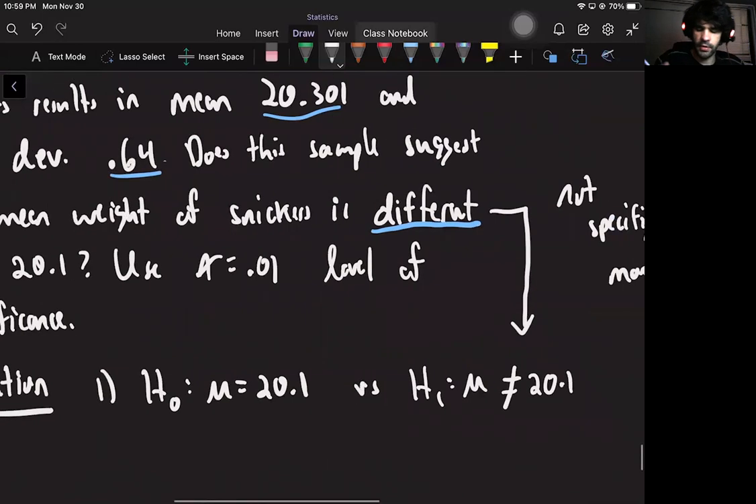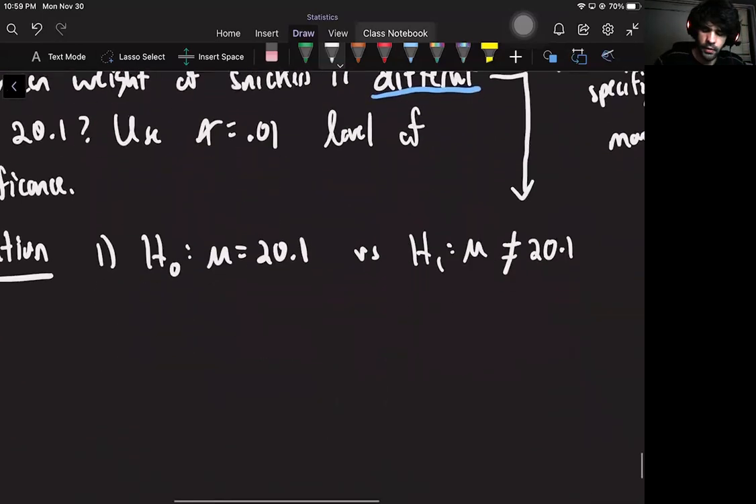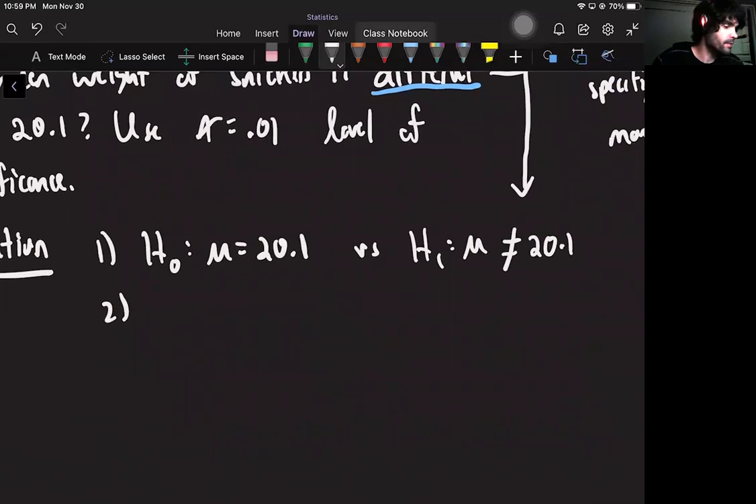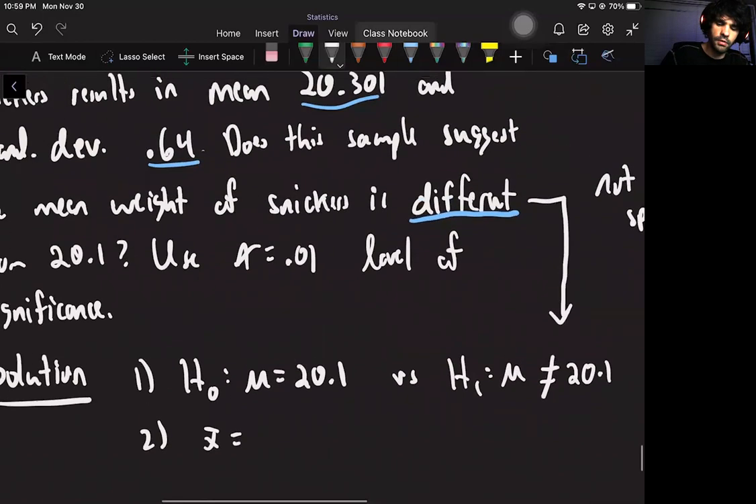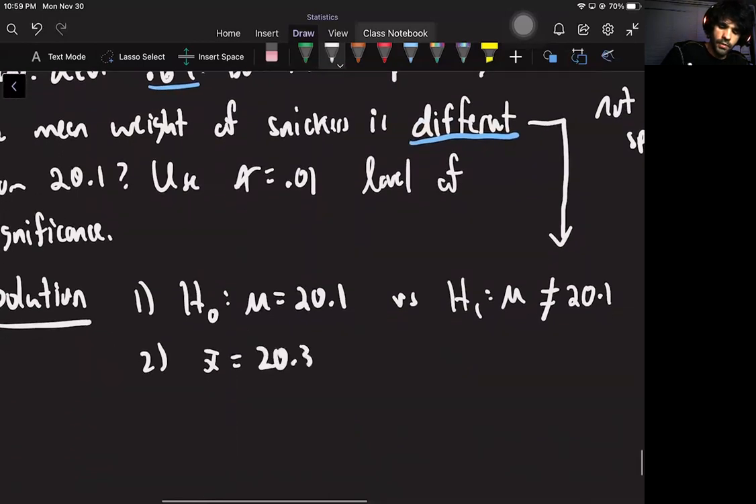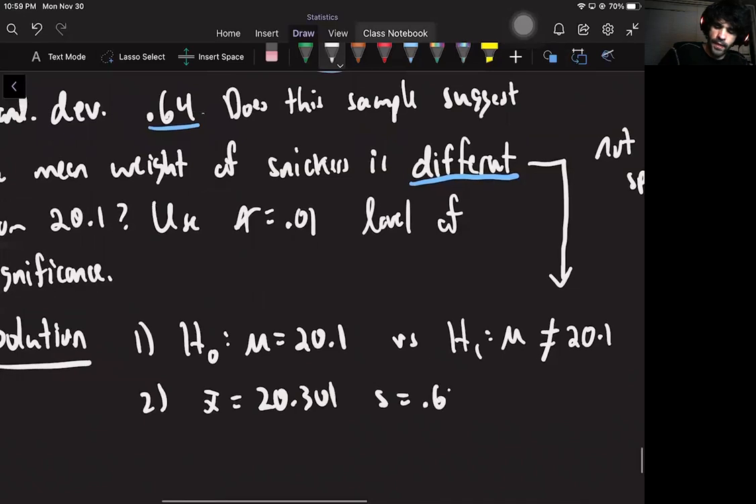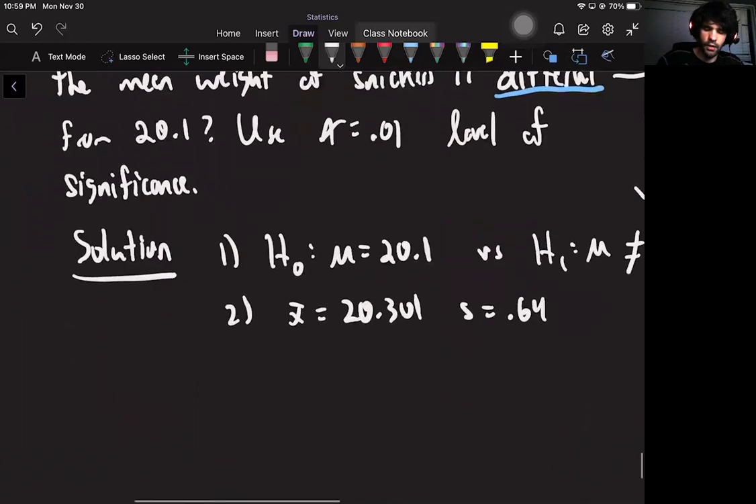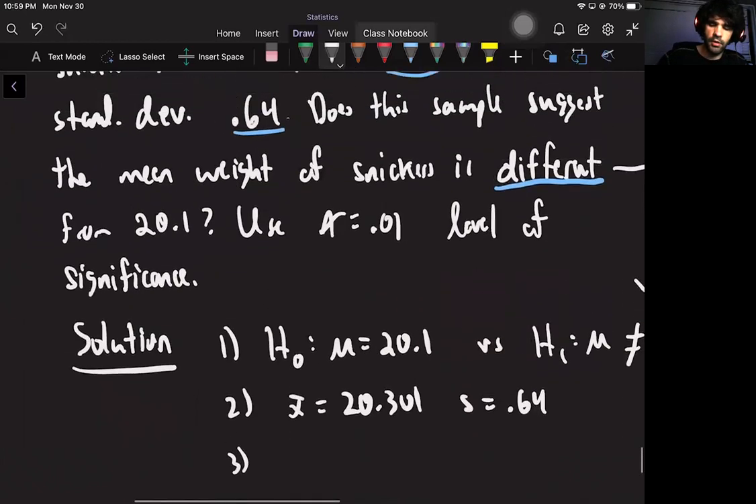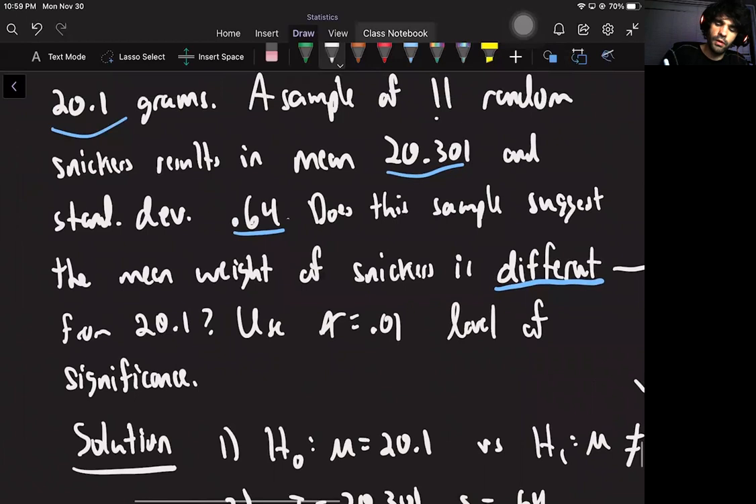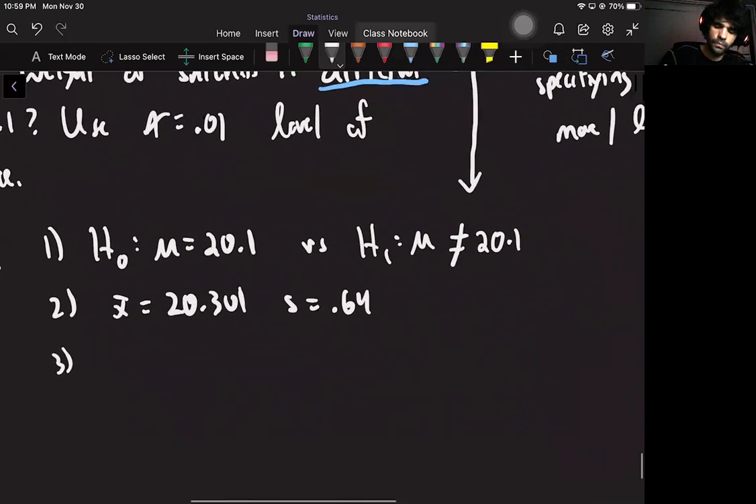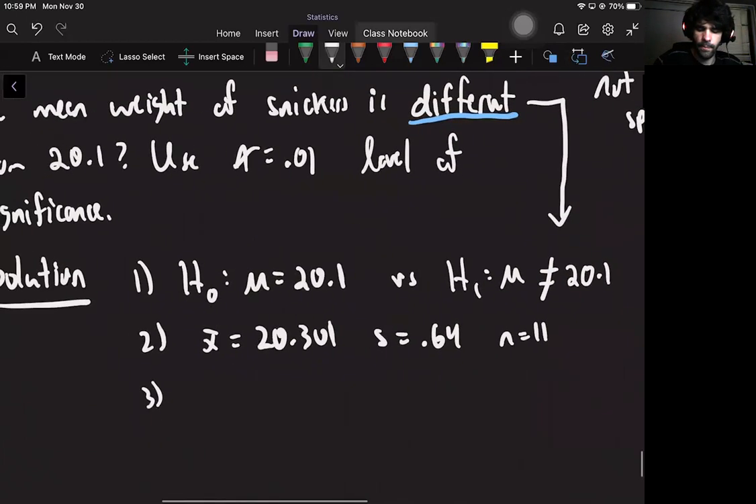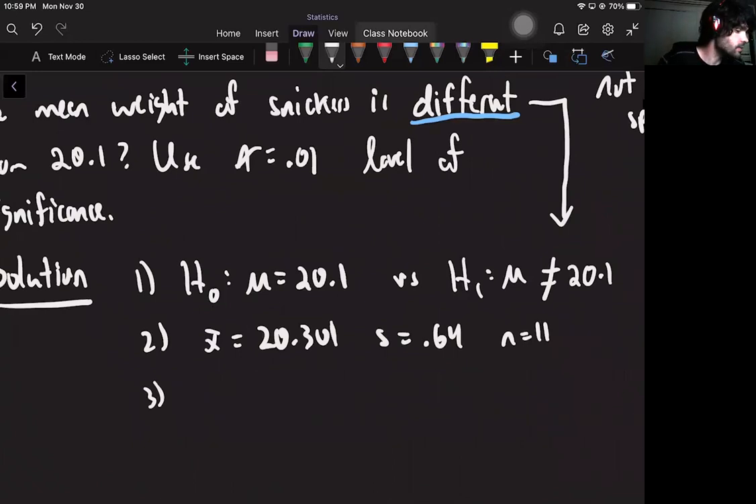And that's why it's a not equal instead of a greater than or less than. Okay, so that's first step, slightly different. Second step, we need a sample mean. Once again, that's just given to us, so we don't have to go through that big old hassle. We need a sample standard deviation. That's going to come from what they give us as well. And I didn't write this last time, but you can also write the sample size, because we are going to use that later, and it's 11. Because I'm sampling 11 Snickers.